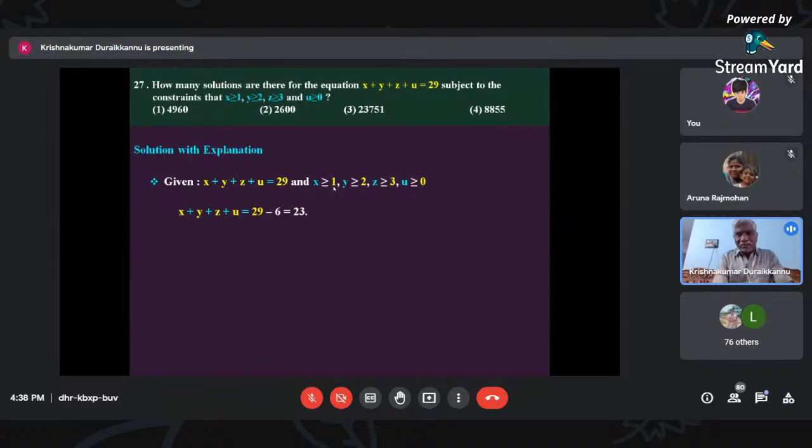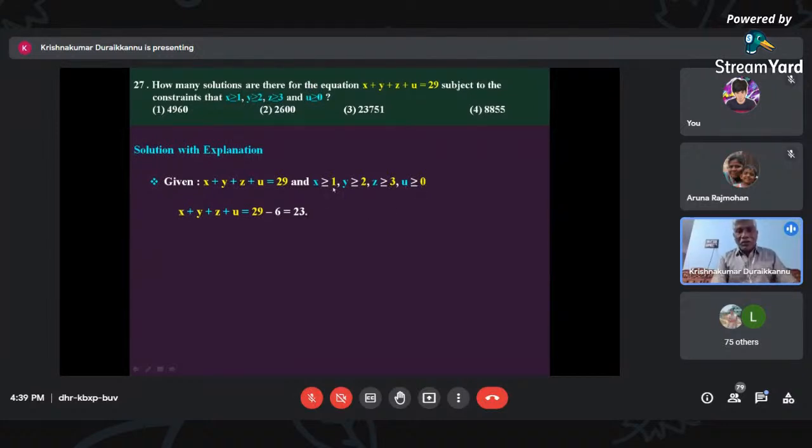What are the minimum values? x can be 1, 2, 3, and so on. So x can take the values from 1 or more. Which means x can take the values 1, 2, 3, and so on. y cannot take the value 1. It can take 2 or 3, and so on. z can take 3 or more. u can take 0 or more.